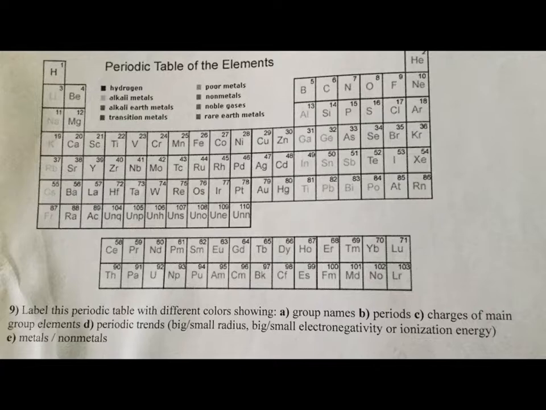Okay, so starting with number 9, I'm basically just asking you to go ahead and label, color code your periodic table so you can remember those main groups, things like their charges and the periodic trends, as well as which ones are your metals, which ones are your nonmetals. So what we're going to start with is let's go ahead and label our different groups, okay? Remember, groups are the ones that are going up and down.